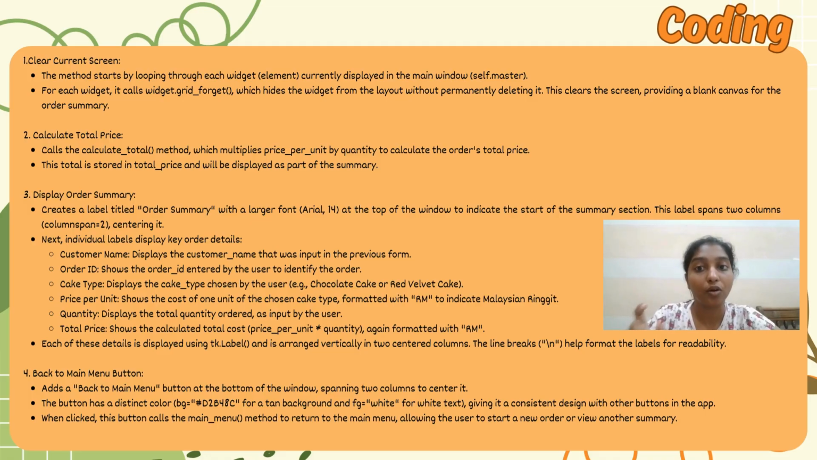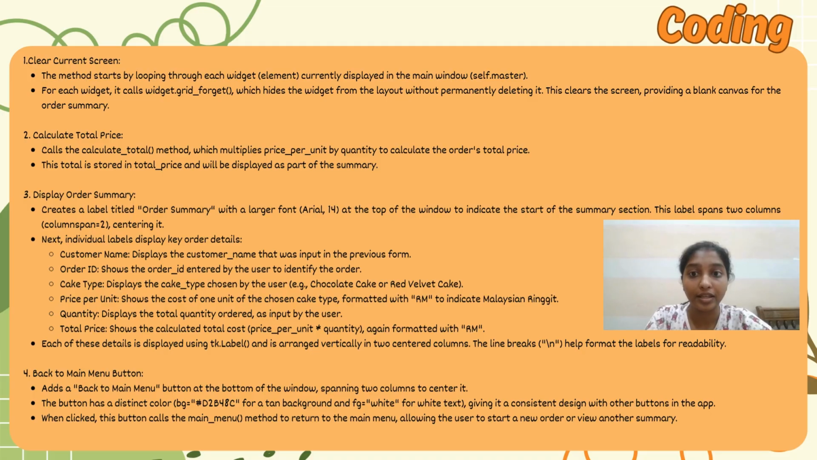And then displaying the order summary, create a label titled order summary with a larger font. The font name is Arial, and the font size is 14, at the top of the window to indicate the start of the summary section.